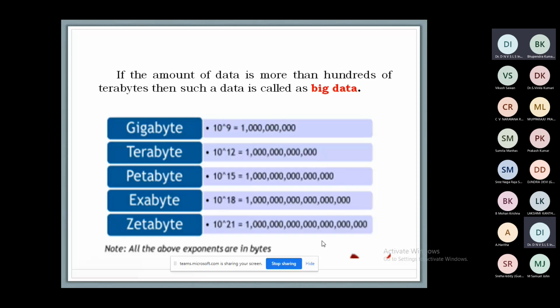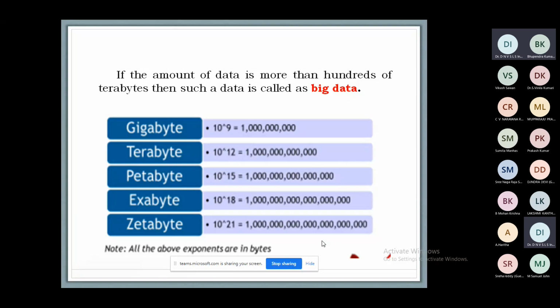it is not big data. If it is 1000 KB, it is not big data. If it is 1 MB, it is not big data. If it is 1 GB, it is not big data. If it is 1 TB, it is not big data. But if it is hundreds of terabytes, thousands of terabytes, then it is called big data. So if the amount of data is more than hundreds of terabytes, then it is called big data.